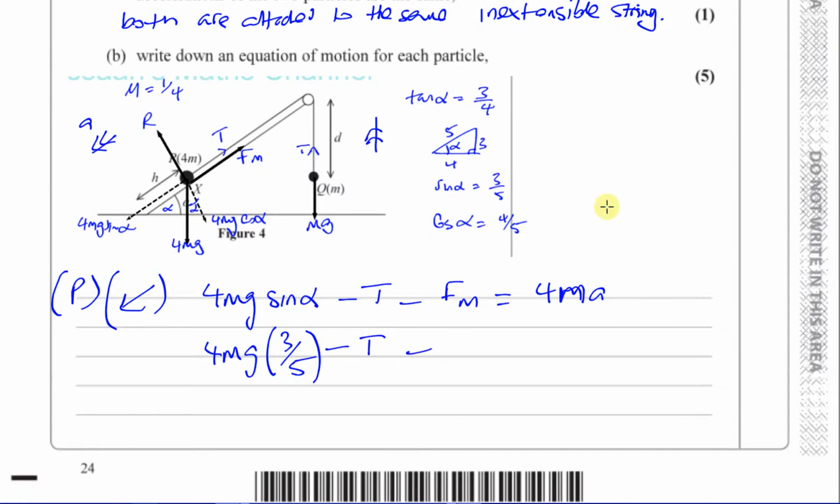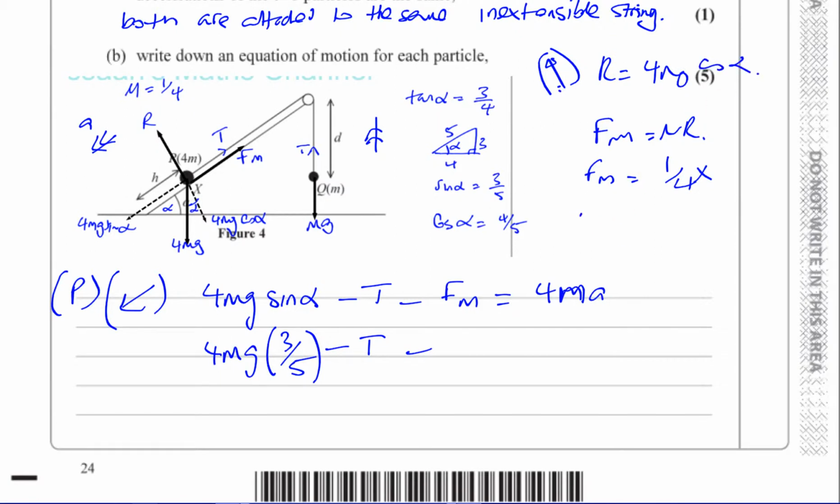Let's find out what that is. So F max is equal to mu, which is 1/4, times R. Okay, now to find R, we've got to resolve forces in this direction. I'll do that over here because it's pretty small. All you have for R is R equals 4mg times cosine alpha. Okay, so F max is 1/4 times 4mg times cosine alpha, which is 4/5.